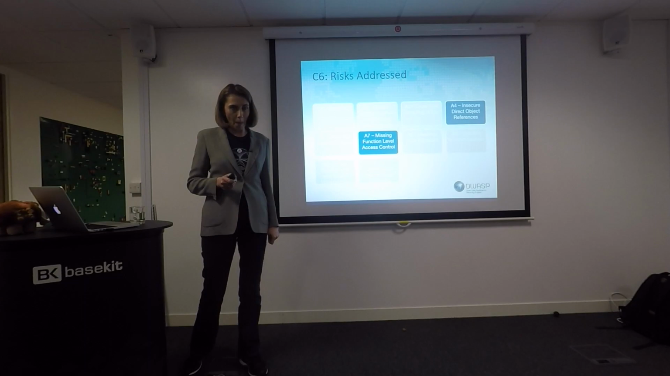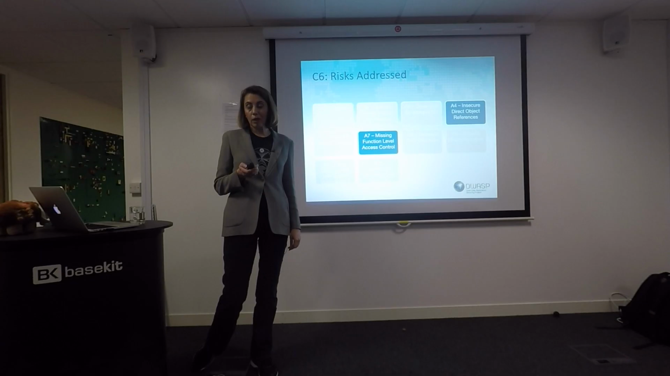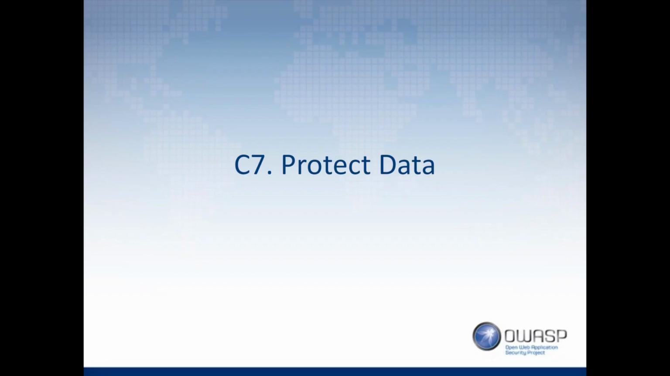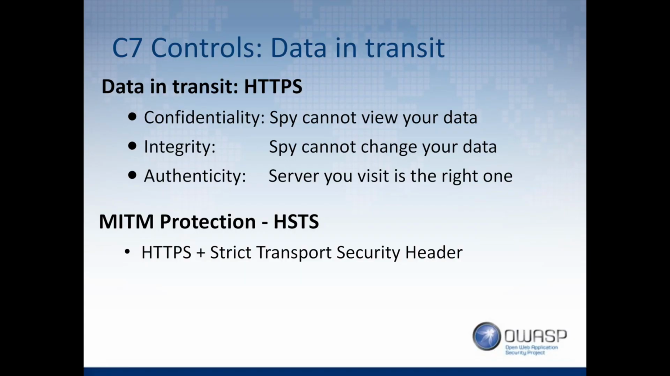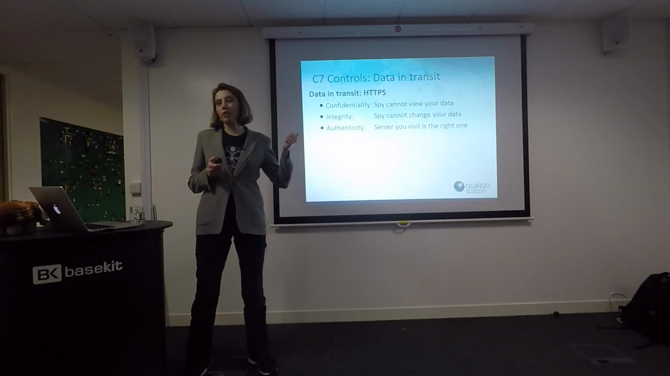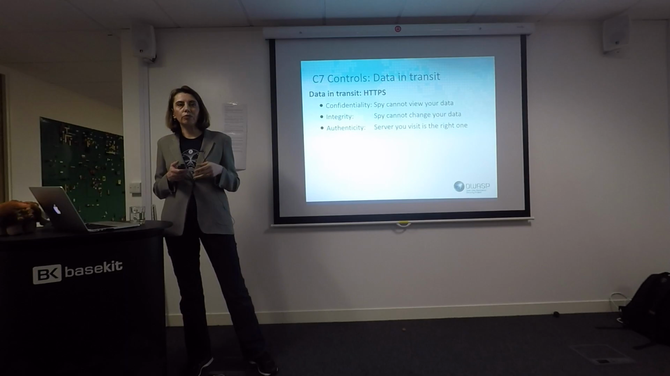The data that is stored in the database and the data that is actually transferred between computers. For this, we have control number 7, protect the data. When it comes to data in transit, the best protection out there is still HTTPS, which helps with confidentiality: a spy cannot see your data. Integrity: a spy cannot change the data. And authenticity: it ensures that the server you intended to visit is the actual server you end up visiting.